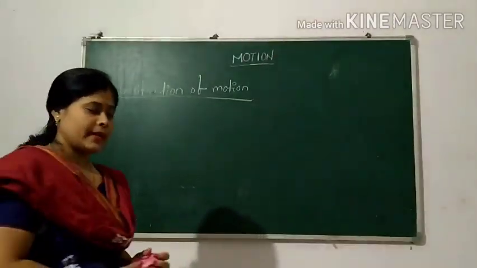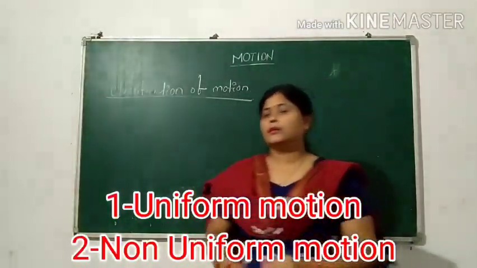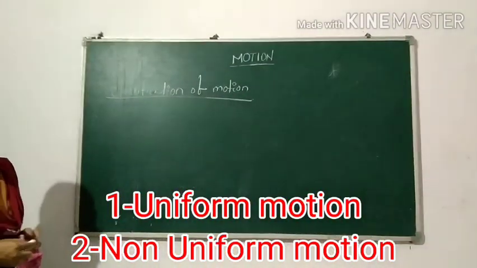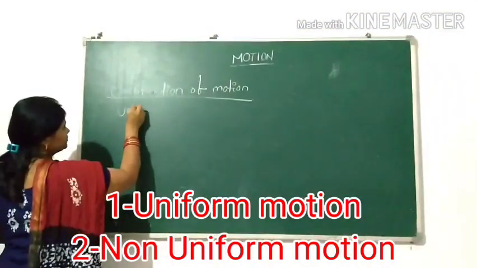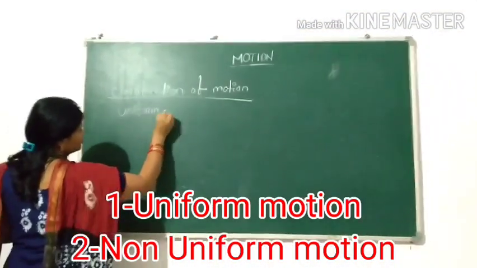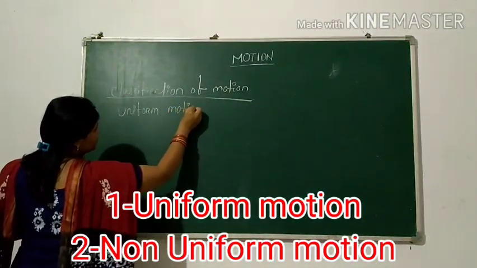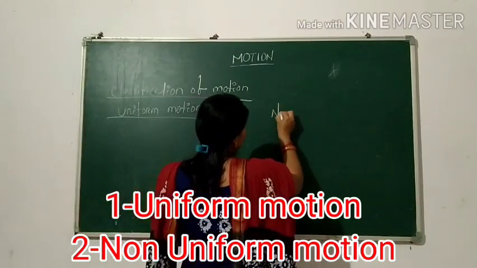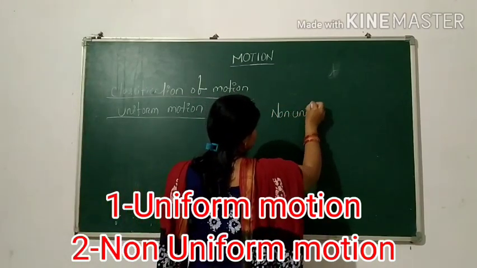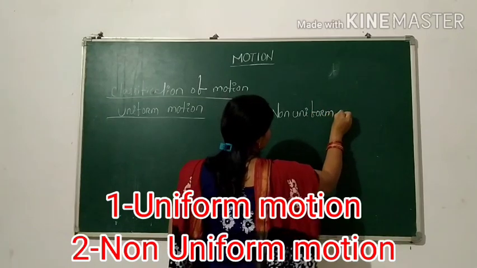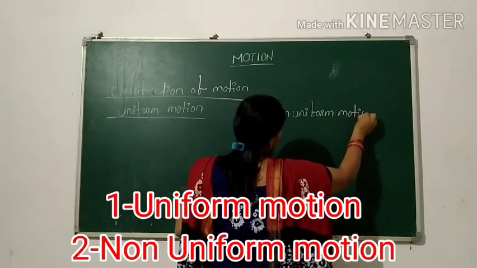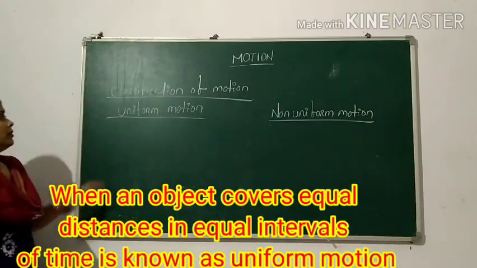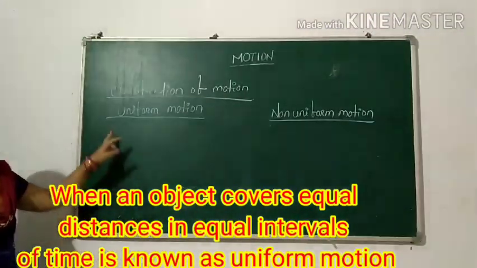Basically, motion is classified into two types. What are they? First motion is your uniform motion. Second motion is your non-uniform motion. So, first of all, we will discuss what you mean by uniform motion.